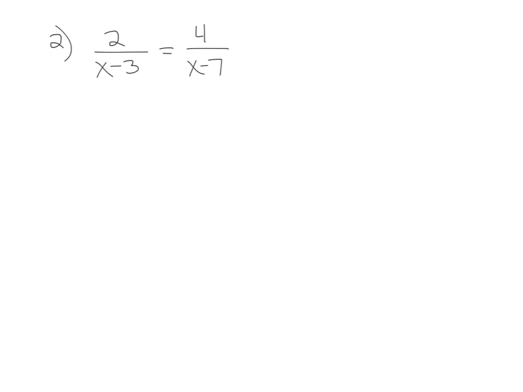So now I think about what's the lowest common denominator. Well, I need an x minus 3 and I need an x minus 7. So the lowest common denominator is x minus 3 times x minus 7. I need them both. All right, just like when you're adding fractions, you need a common denominator. But now you're going to take that and you're going to distribute to both sides, to every term in both sides of the equal sign.